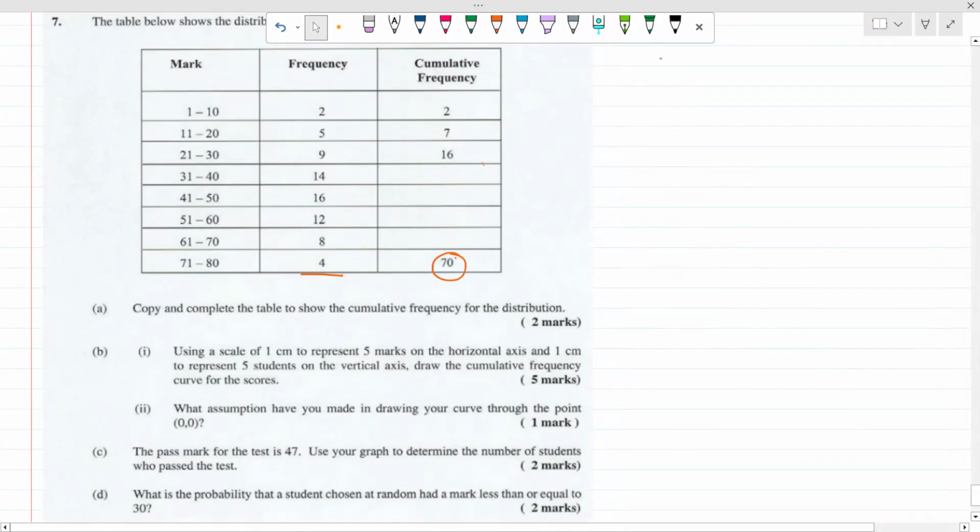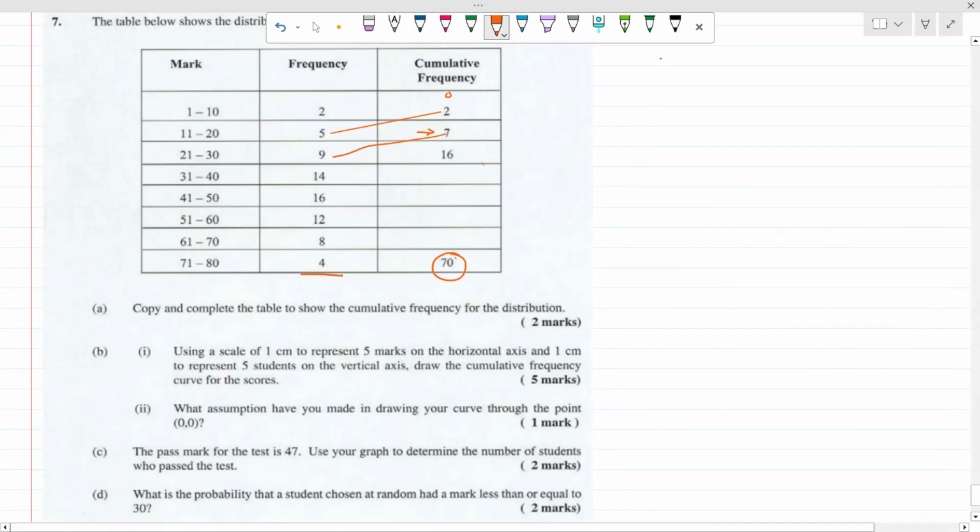There's a column called the cumulative frequency column, which is like a running sum. You're pretty much adding as you go from row to row to row. So we start at 2. Obviously, it would have been 0 for anybody who got below 1. 1 to 10 had 2 students. 11 to 20 have 5. 5 and 2 is what's giving us the 7 here. Right? So 2 plus 5 giving us 7.